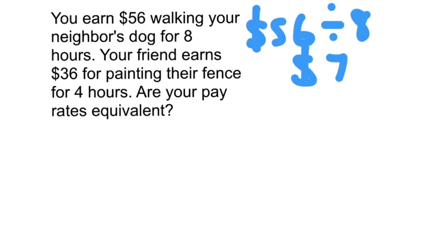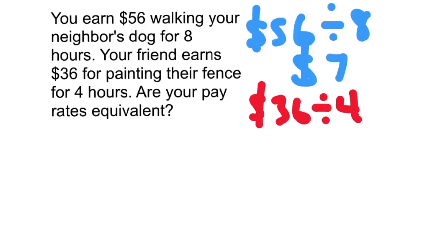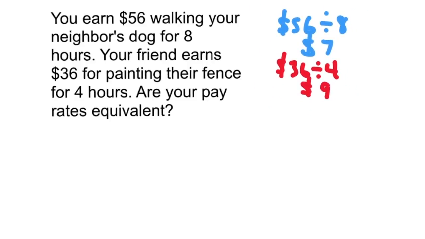So you would take $56 divided by 8 hours, and you make $7 per hour. Your friend has $36, and we divide that by 4 hours to find that they make $9 an hour. So clearly, your pay rates are not equivalent. You're getting paid different amounts.